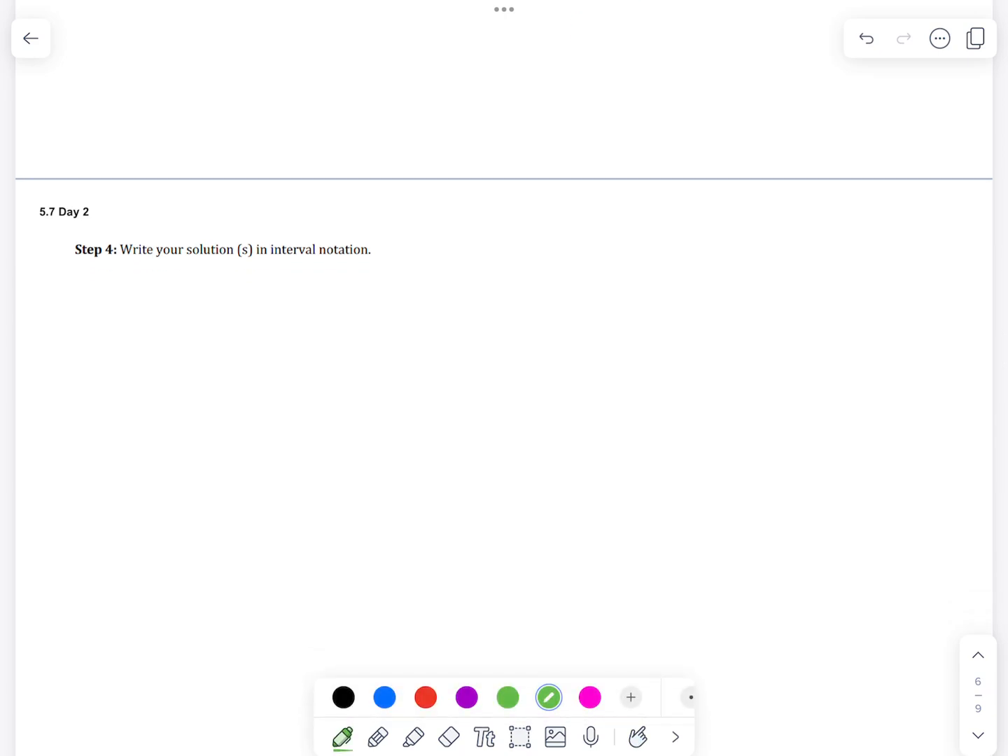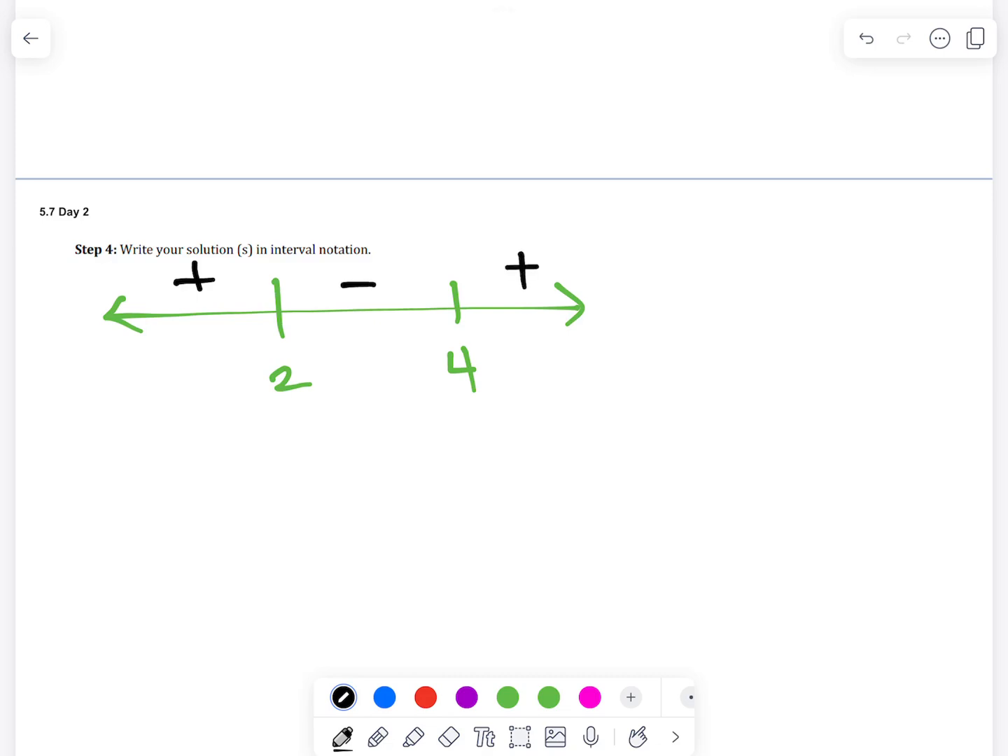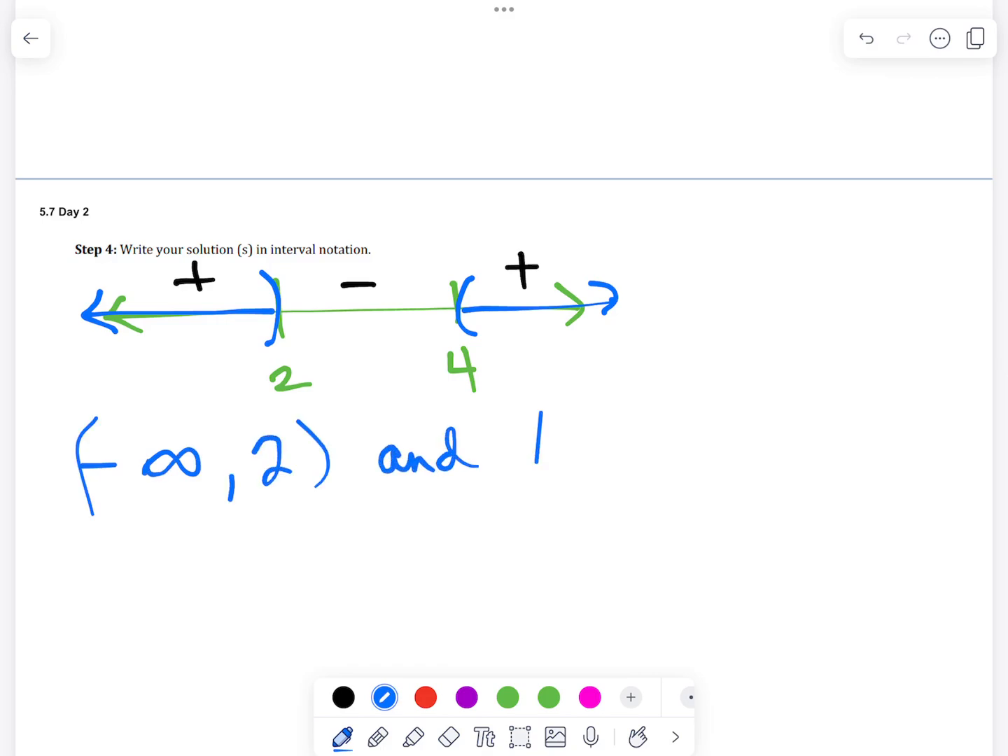All right, so I'm just going to draw that number line one more time. And we have 2 and 4 were our critical points. We had a positive, a negative, and a positive. So we want to write our solutions. So those solutions are where it's positive. So this solution is true, and that interval solution is true. So our solution then is -infinity to 2 and from 4 to +infinity.